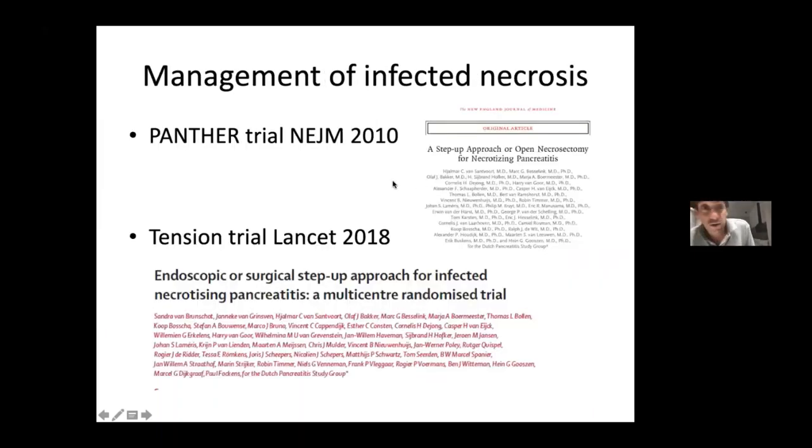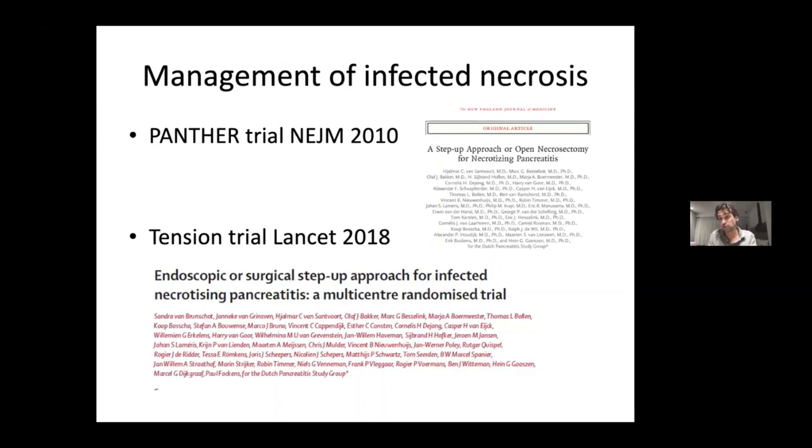So the management of infected necrosis. Again, I'm going to talk about the old days, but it's again 25 years ago, where they would, to test if somebody had infected necrosis, aspirate a bit of the necrosis. But it's a very good way to infect it.